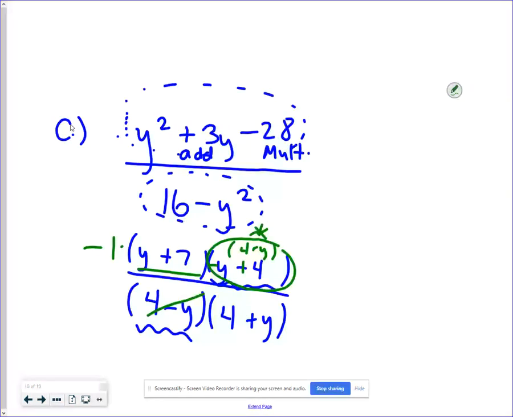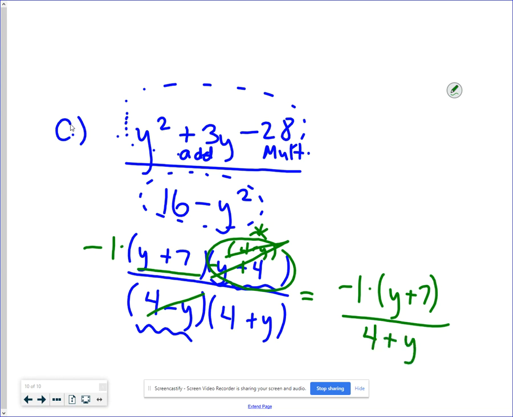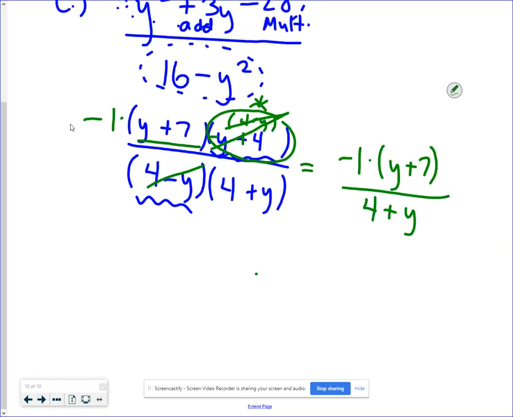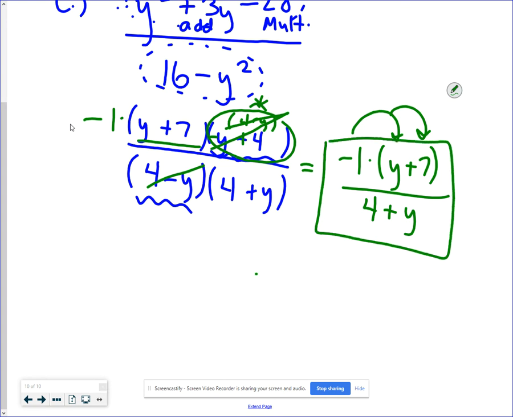So this 4 minus y, we cancel that 4 minus y. So what's left on top? We got negative 1 times the quantity y plus 7 over 4 plus y. And I want you to leave your answers in factored form. I don't want you to distribute this negative 1 throughout that. Just leave it like that. So our answer is negative 1 times the quantity y plus 7 over 4 plus y.